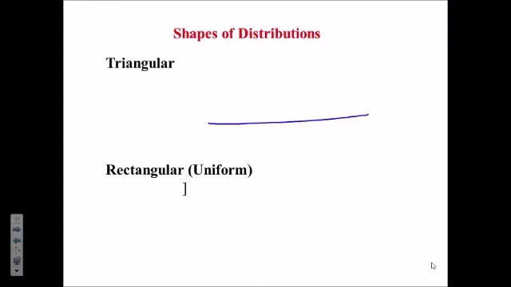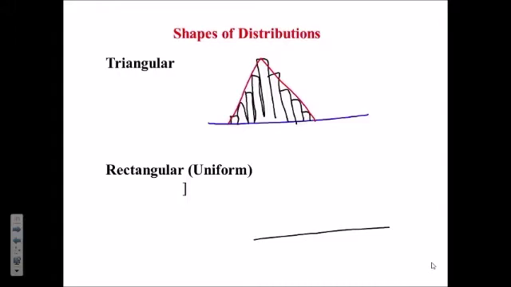If the bars look like this, this looks a little bit like what we just had, but you may say that this particular one looks like a triangle. It's also mound shaped, but this would be called a triangular distribution. If all the bars are the same height, they're of uniform height, then this is called a uniform distribution.